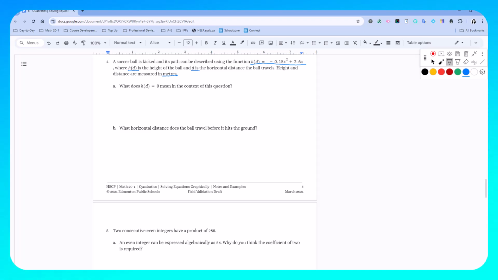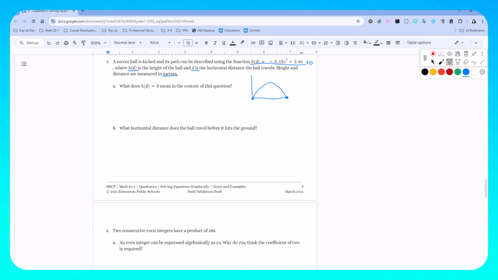So let's look at what we have here. I'm going to make a quick sketch of what this is. Well, I know just by looking at it, there is no y-intercept. In other words, the y-intercept is 0. So it's going to start at this point here. It's going to come up because it's kicked up in the air and come back and land on the ground.